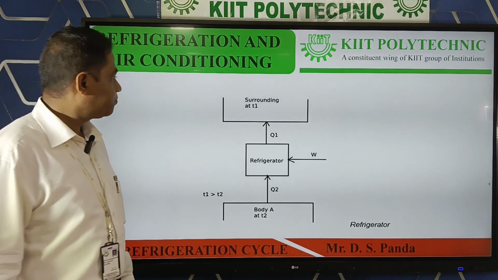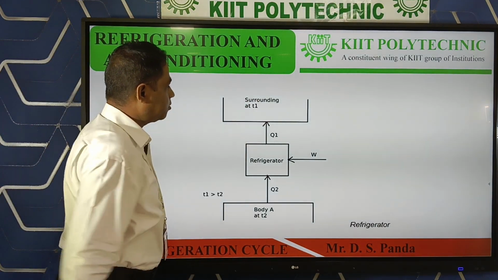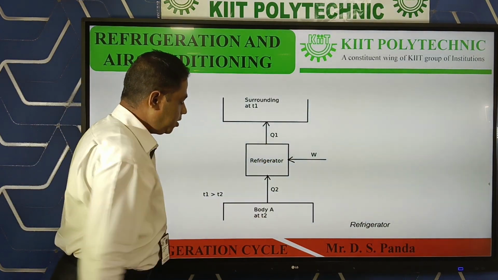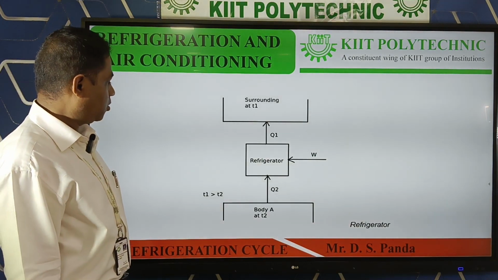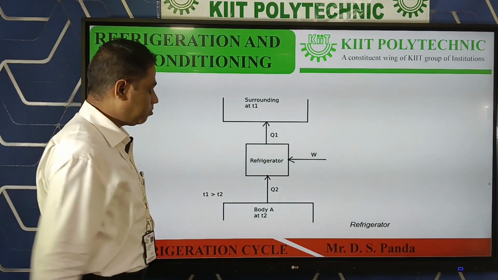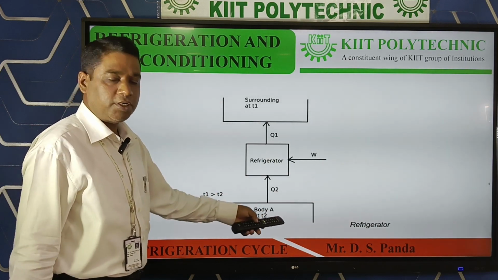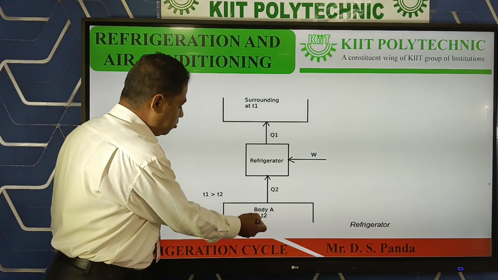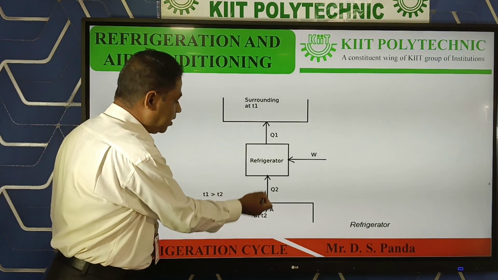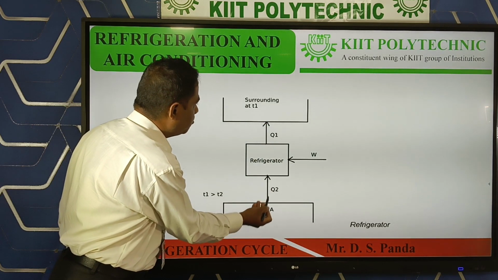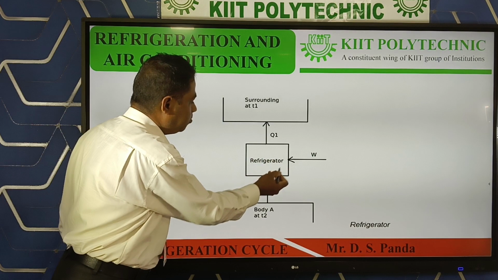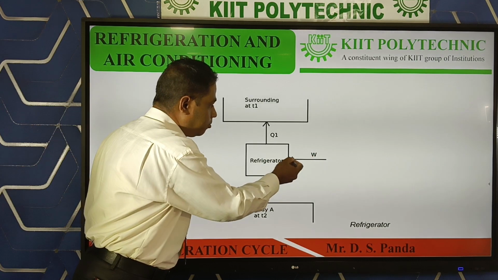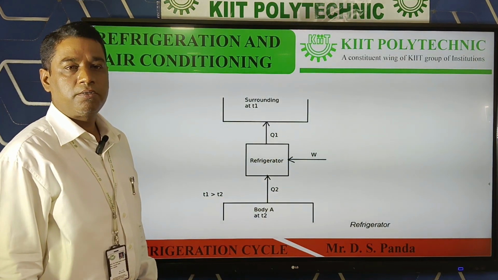In the diagram, this is the surrounding temperature, suppose T1, and this one is the refrigerator, and this is the body temperature T2. Always T1 is greater than T2. T2 is the temperature inside the refrigerator, and T2 is less than T1. Still, heat is flowing from lower temperature to higher temperature by the use of the refrigerator. And how is it possible? Due to some work input given to the refrigerator.